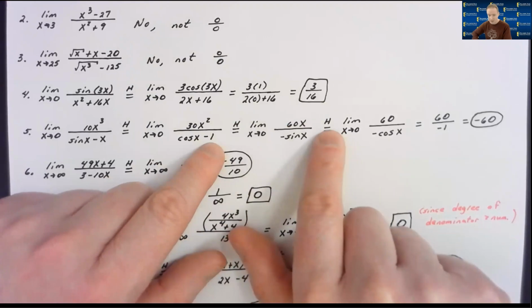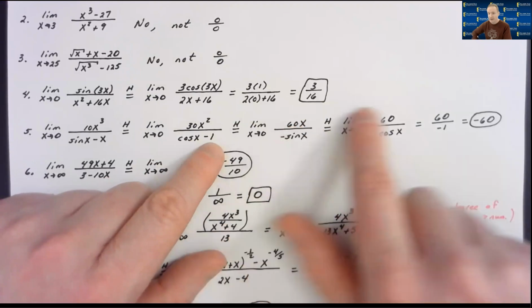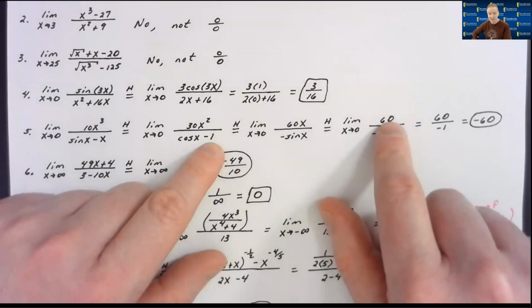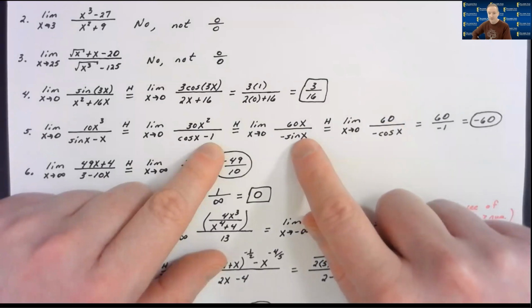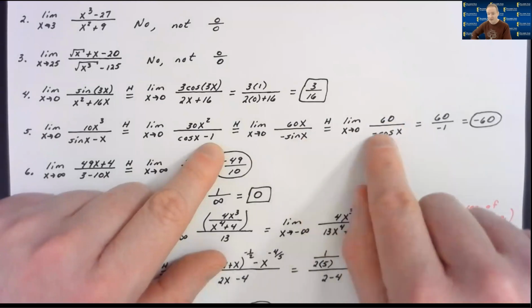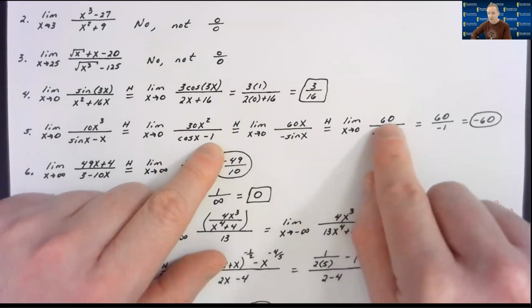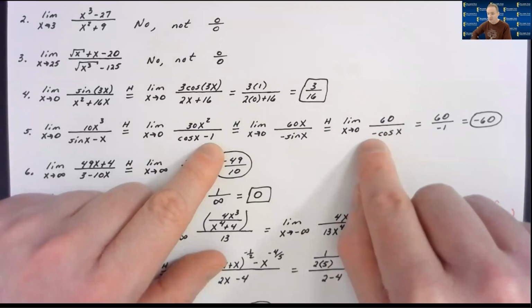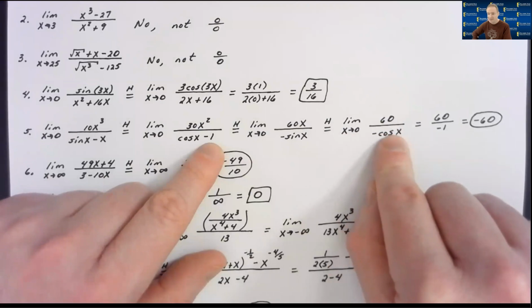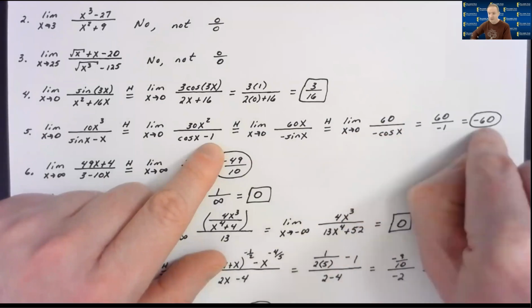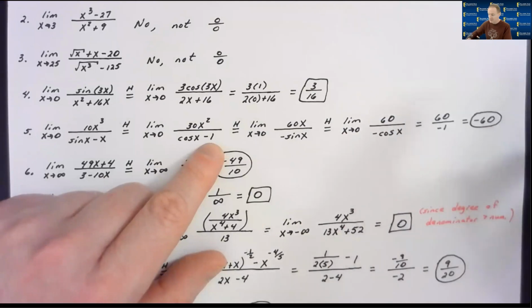I use L'Hopital again. And I know this will be the last time I have to use L'Hopital, because once I use L'Hopital now, my numerator is just a constant. So I am done no matter what. Well, the derivative of my denominator, derivative of negative sine is negative cosine. Now I evaluate at 0. My numerator is 60. My denominator would be negative 1. And of course, 60 divided by negative 1 gives me the negative 60 over here.